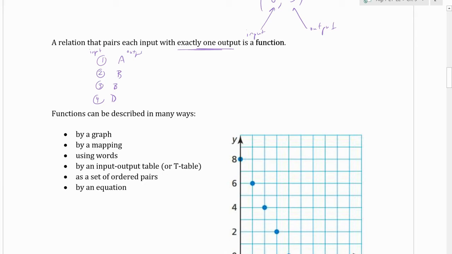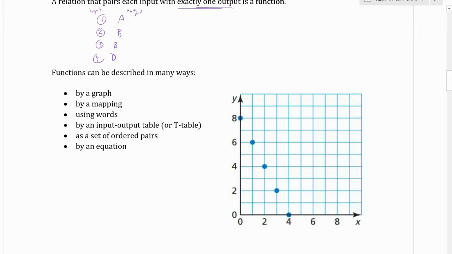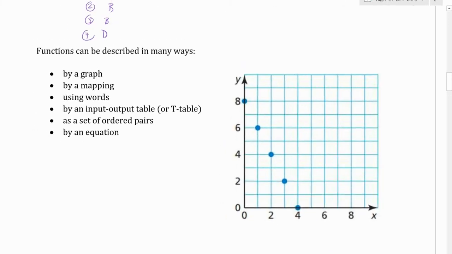Like, yes, it's like your test. You want one answer. So you can describe functions in lots of ways. Like here's a graph. So here's an example. They're saying if 0 is my input, 8 is my output. If 1 is my input, 6 is my output. So like I could do these as ordered pairs. I plugged in a 0, I got out an 8. I plugged in a 1, I got out a 6.